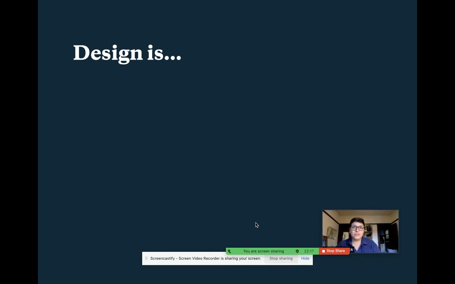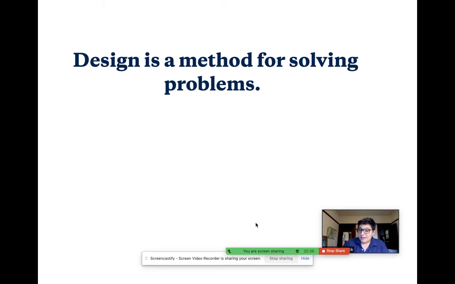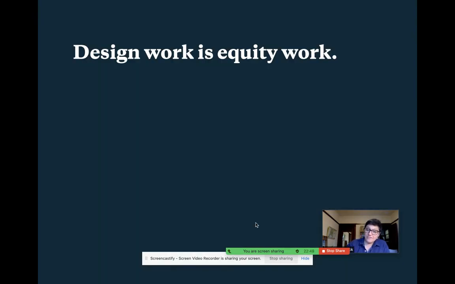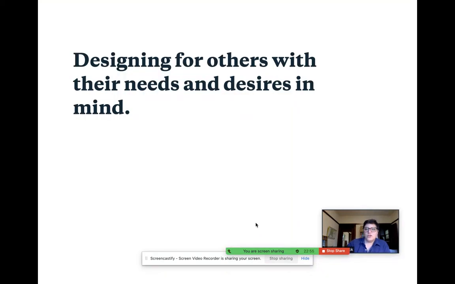So, there's a lot of conversation in the world, a lot of debate and discussion about what design is, what human-centered design is, what design thinking is. And I want to just set some terms for our course that are aligned with the way I think about this practice. So fundamentally, I believe design is a method for solving problems, especially complex, tenacious problems involving humans, not just them. Design work, I believe, when done thoughtfully and with purpose, is equity work. So designing for others with their needs and desires in mind, instead of with our goals only at the forefront.